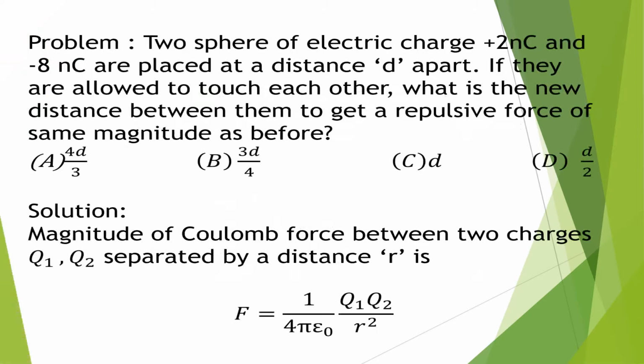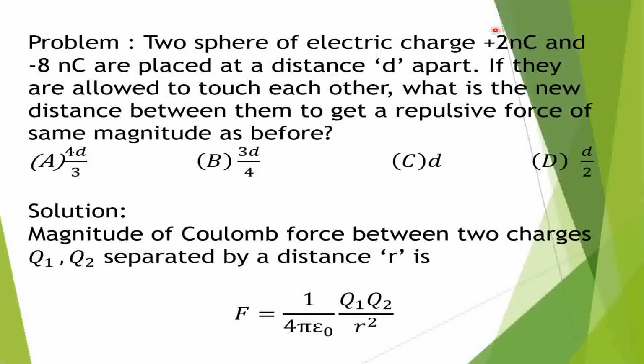So here is the statement of the first problem. Two spheres of electric charge plus 2 nanocoulomb and minus 8 nanocoulomb are placed at a distance d apart. If they are allowed to touch each other, what is the new distance between them to get a repulsive force of the same magnitude as before? Now if you look at this question, we have two spheres touching each other and they carry different charges. So what is going to happen? And the second part is the magnitude of the force between them.